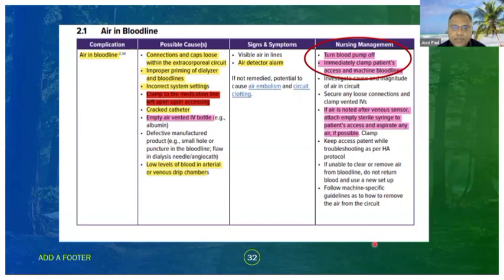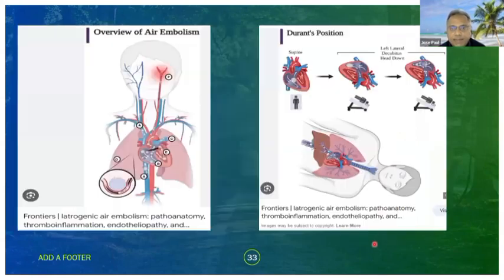Now, there was a particular unit where the nurse was extremely negligent, and the patient continued to have dialysis with air in the bloodline, with a faulty air detector alarm also. So all the unfavorable factors combined together, and the patient developed an air embolism. This is the most dreaded complication if you continue dialysis with air in the circuit and a faulty air detector.